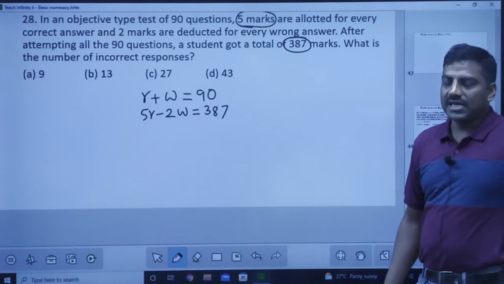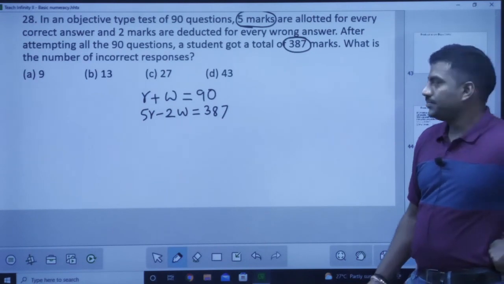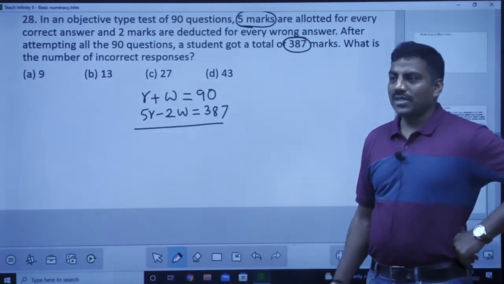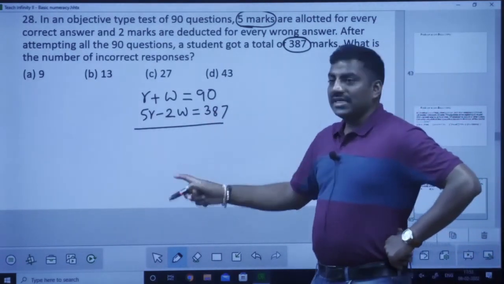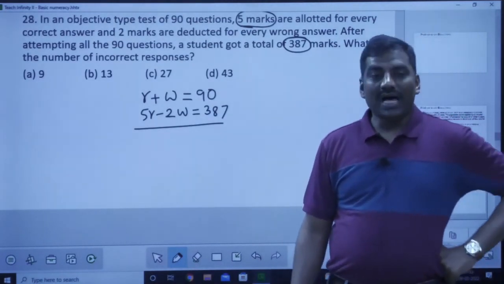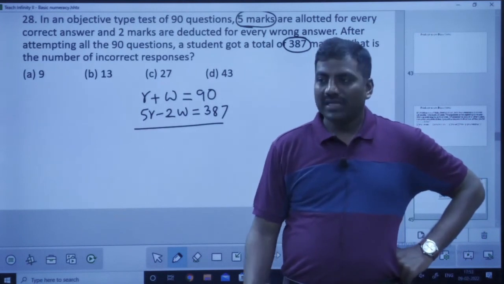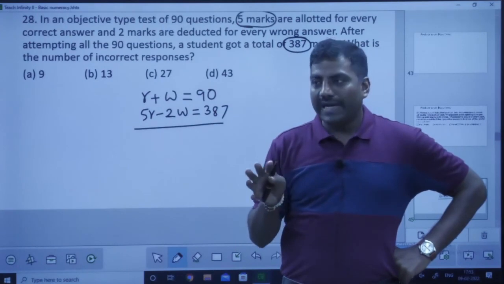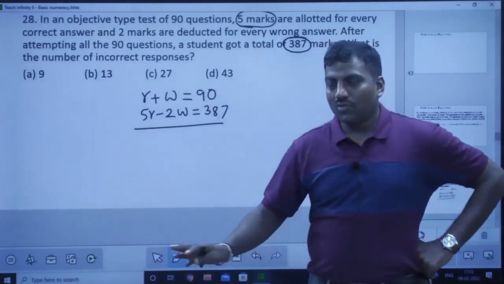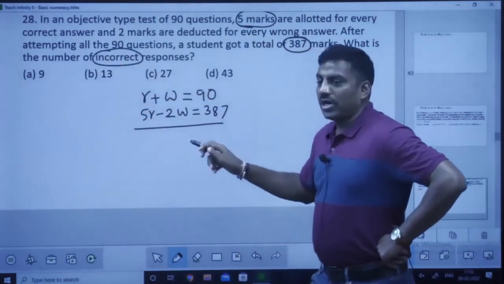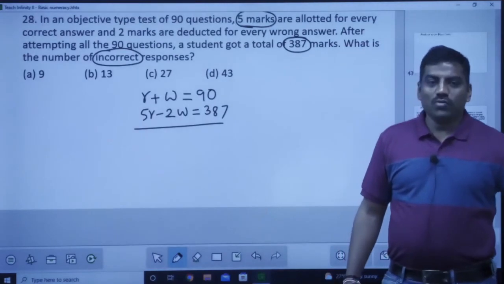Now, how many variables are there in the equation? How many equations are there? 2. Can we solve? I'll show how to solve. And in these equations, what is our goal? What we have to find out? R and W. That is our practice since childhood. For a given equation, we would like to find out both the values. But what is asked in the question? We have to get only W.